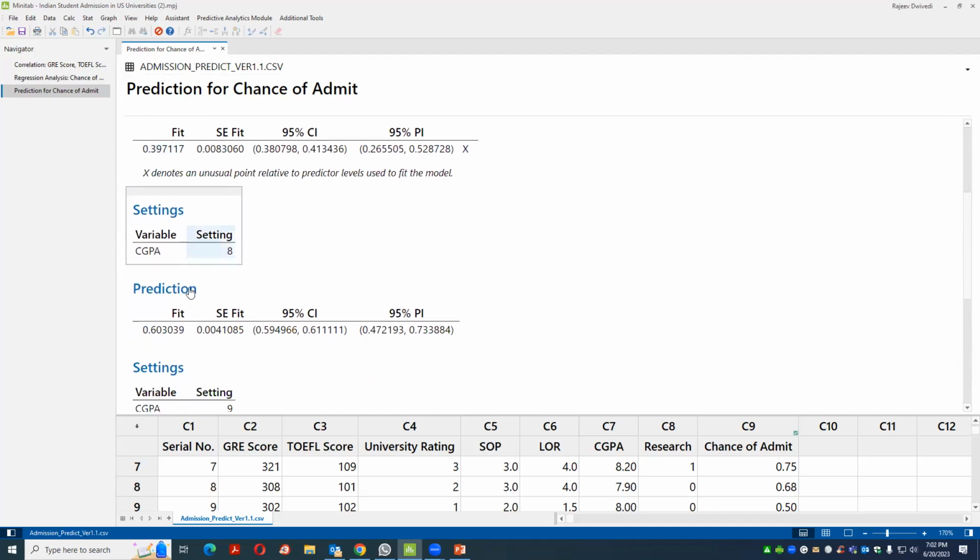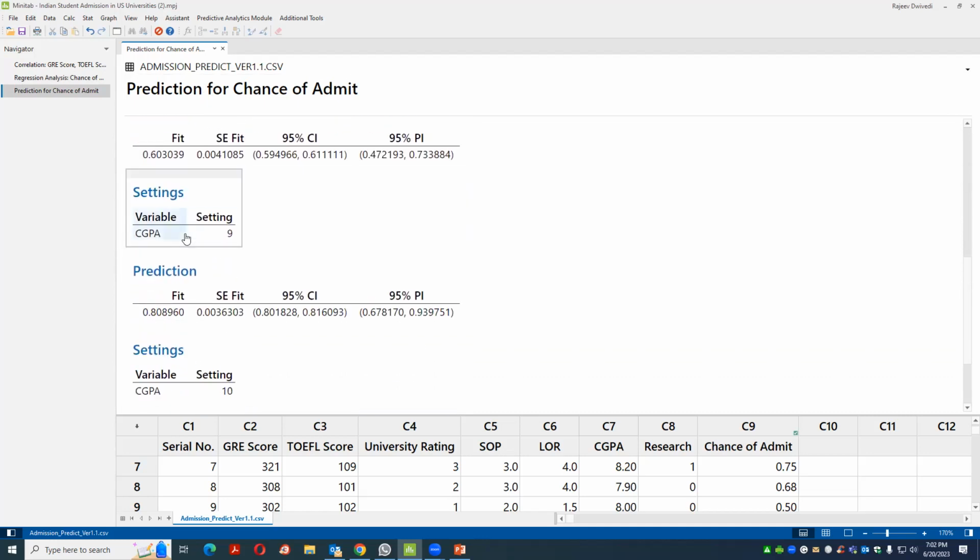So basically I did all of them. Let's do the 9th one. This is GPA, this is chance of admission. I'm predicting the chance of admission for 9 GPA. This is the standard error in fit, 90% confidence and prediction interval.